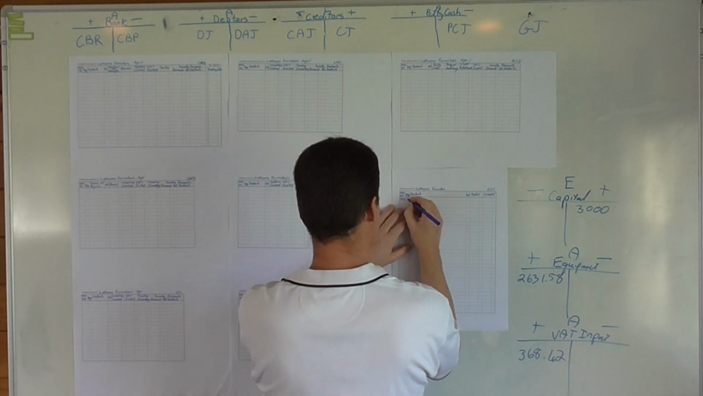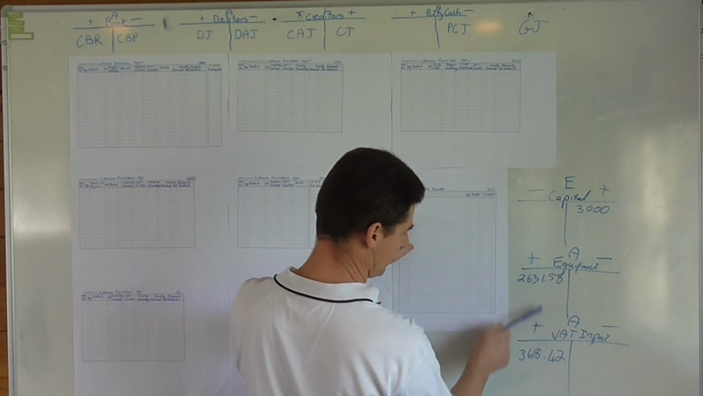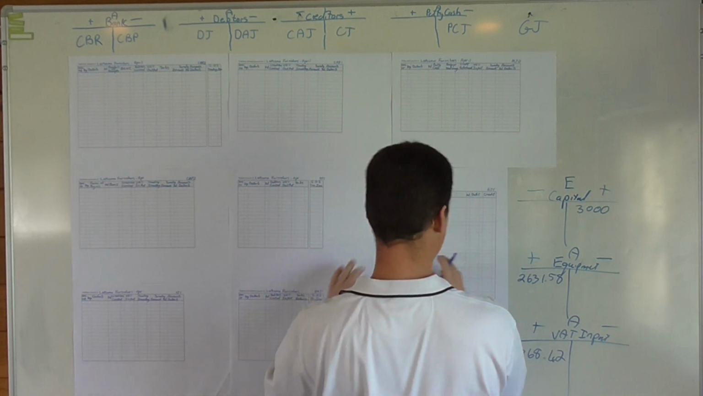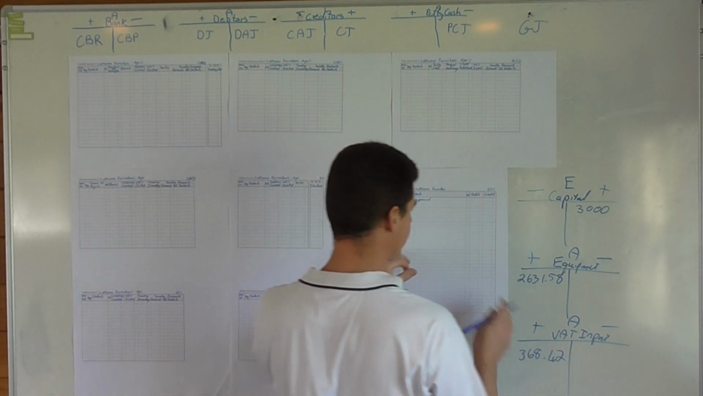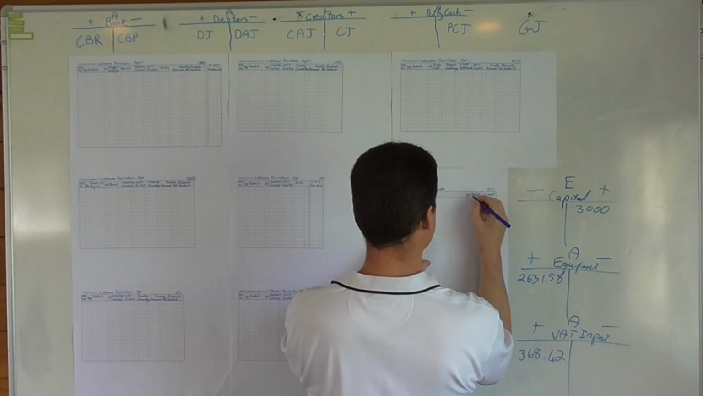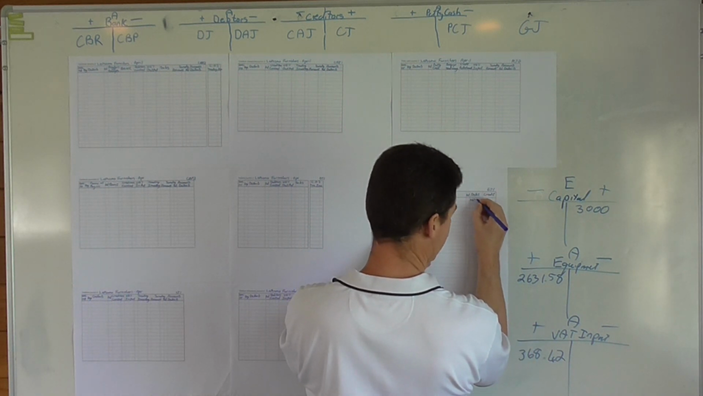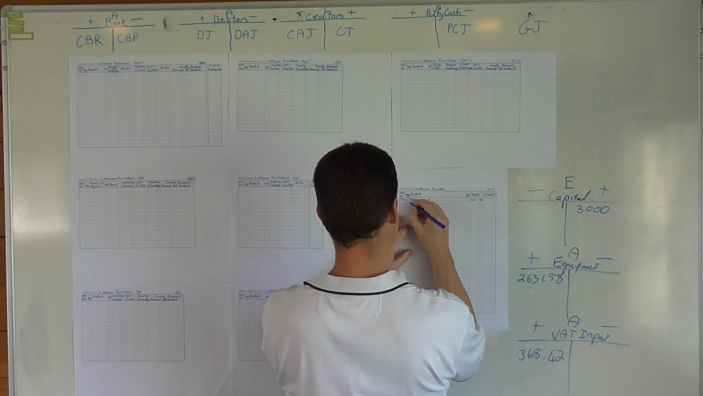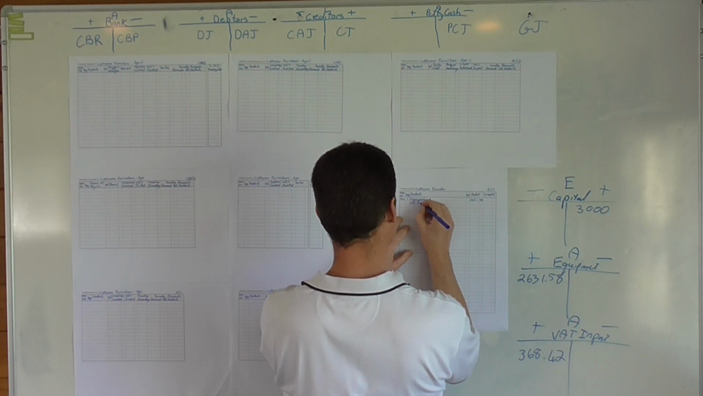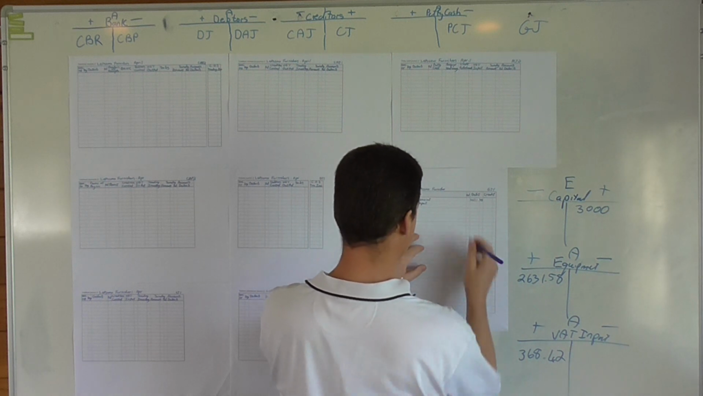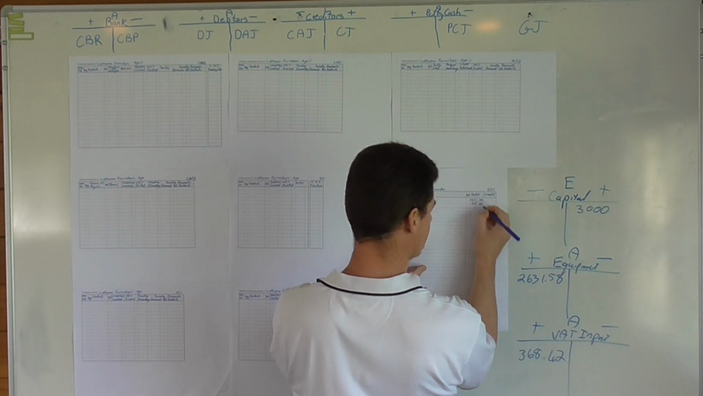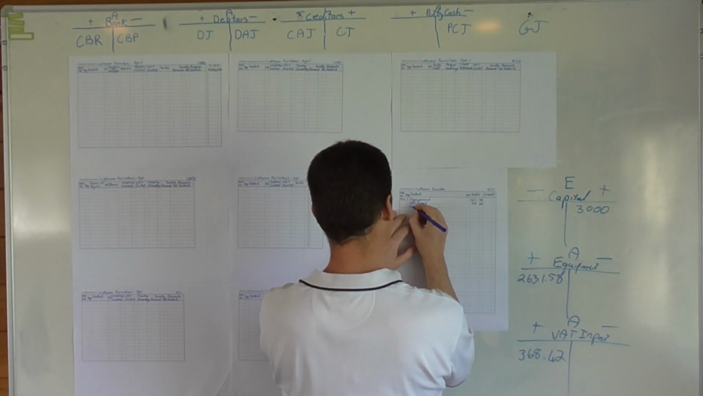Your day will be the first. And then let's look which ones are the debits. It's equipment, and you've got your debit amount, 2631.58. Then the other debit is your VAT input. So you write that on the debit side again, 368.42. And then lastly is your capital, which is your credit.